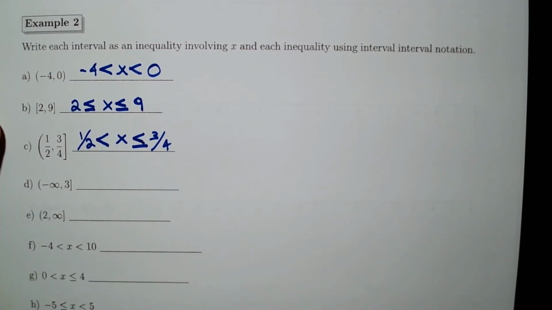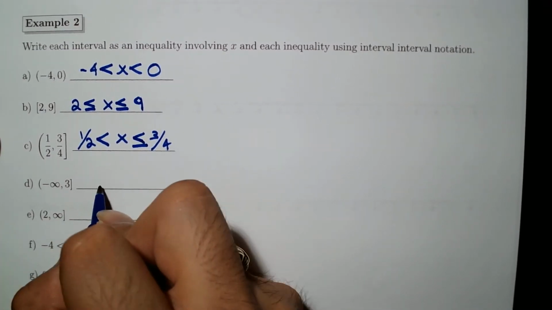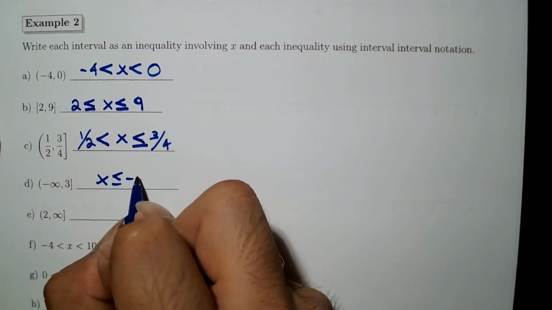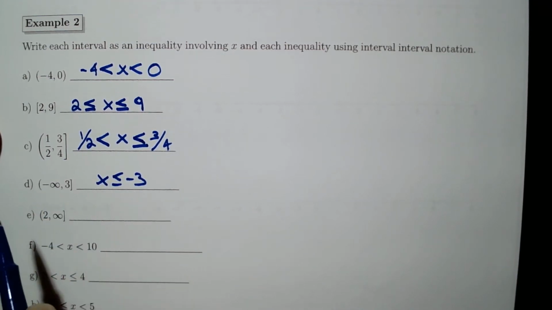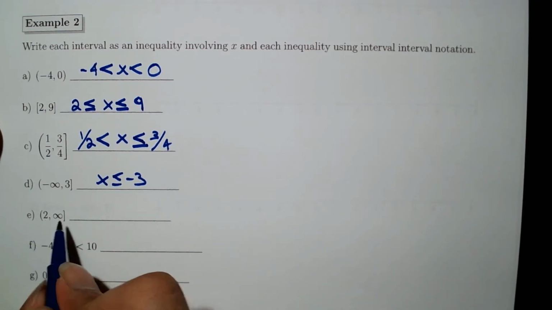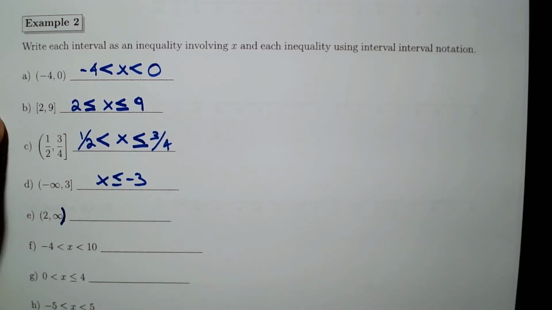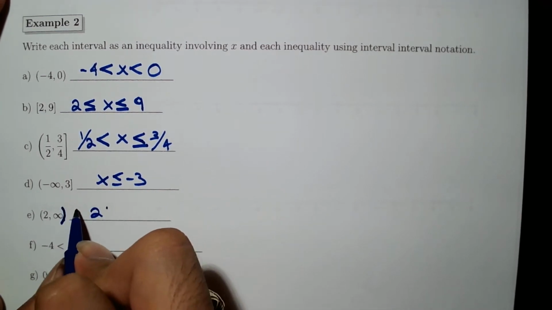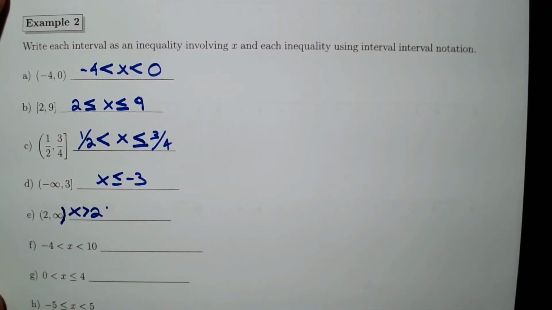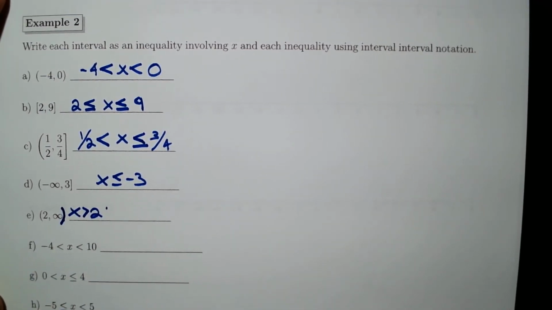Negative infinity to positive 3. In this case, all the numbers that are 3 or below, so x is less than or equal to 3. Like the number negative 4 is contained in this interval, negative 5, and so on and so forth. Let's do one more: 2 to infinity. By the way, there's a little typo. This should be parentheses, not bracket. So this is going to be x is greater than 2. All the numbers from 2 to infinity, we are going to find all the numbers that are greater than 2.